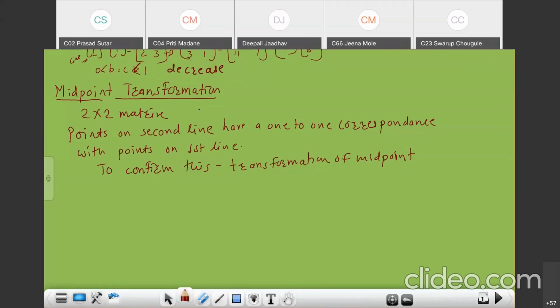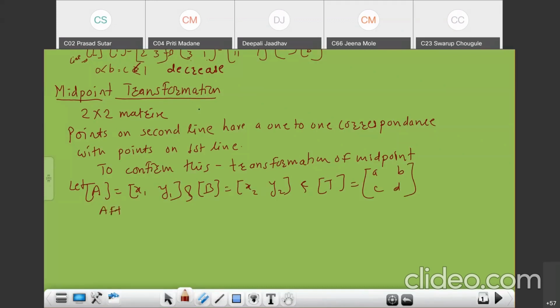Okay. So here let A is equal to x1, y1, the first end point of the line, and B is equal to x2, y2, the second end point of the line, and the transformation matrix T is equal to A, B, C, D. Now we are going to transform both the endpoints simultaneously or transform the entire line.